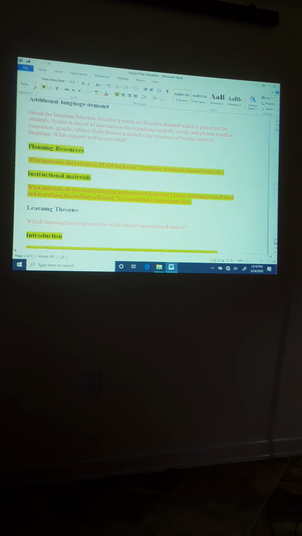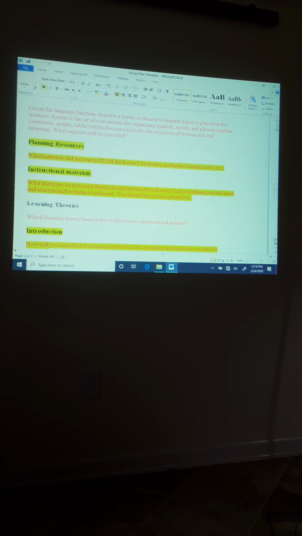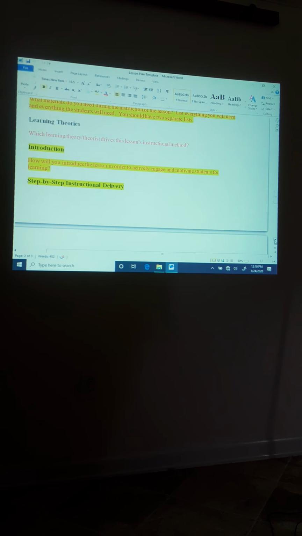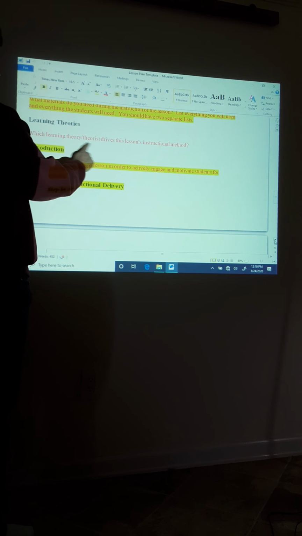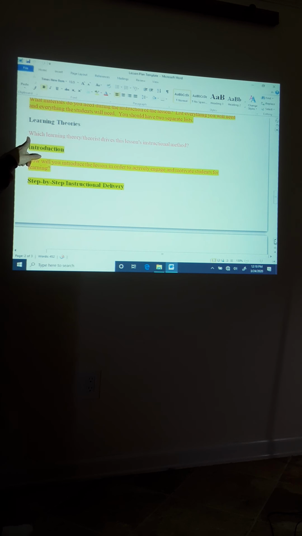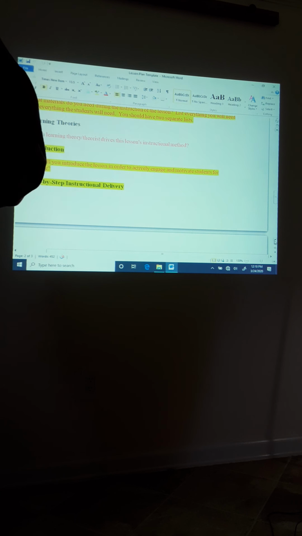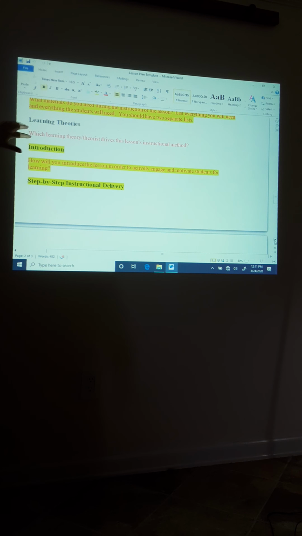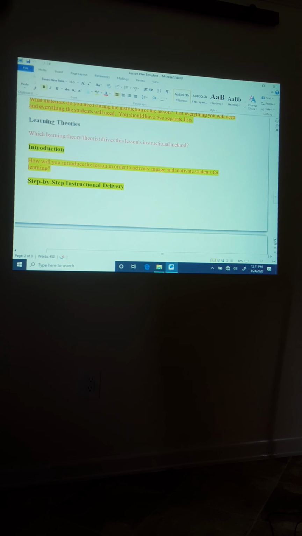Now, learning theories. We've taken that out because a lot of you have not had educational psychology. The learning theories. Which learning theory or theorist drives this lesson's instructional method? You put the learning theorist, whether you use Bloom or Skinner or any of them, Vygotsky, Piaget, whatever. But then you have to explain how that theorist or that theory works with this lesson.